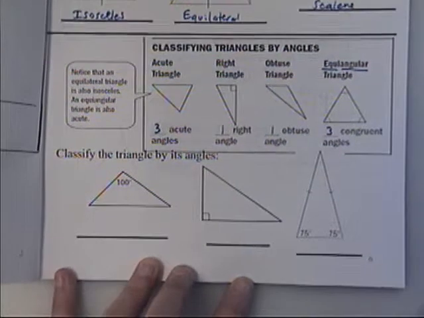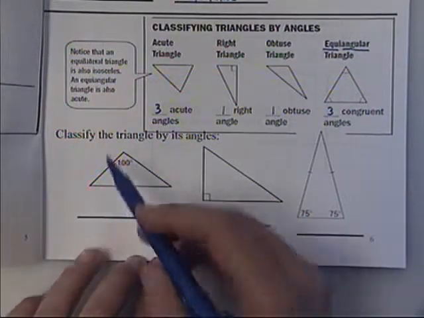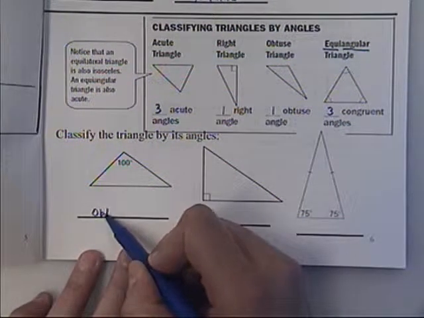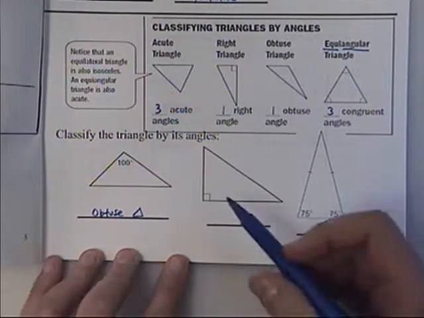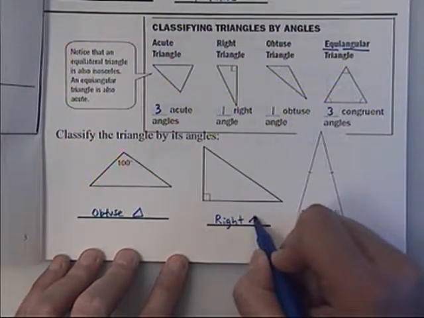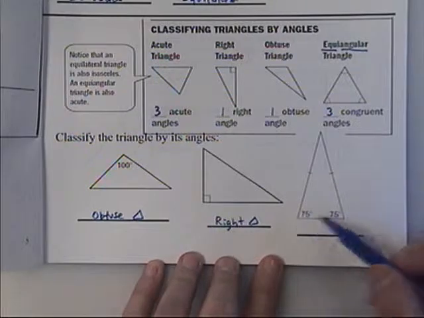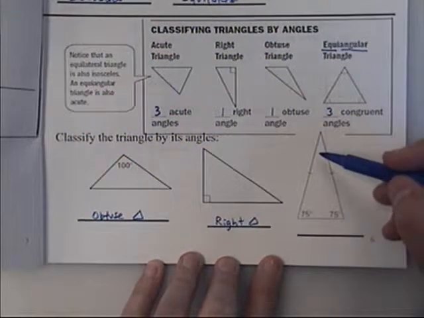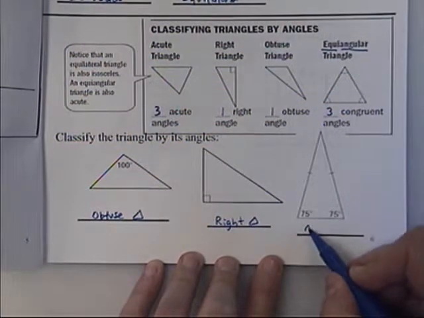So how do we classify these examples down here? Well, see, this one has one angle that's larger than 90 degrees. That would be an obtuse triangle. This one has a 90-degree corner, so that one would be called a right triangle. And this one has two angles that are 75, and then one angle that's even smaller than that. This would be called an acute triangle.